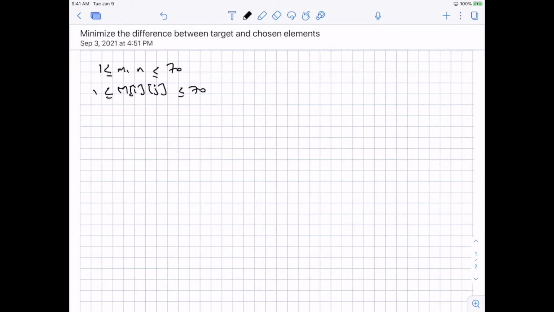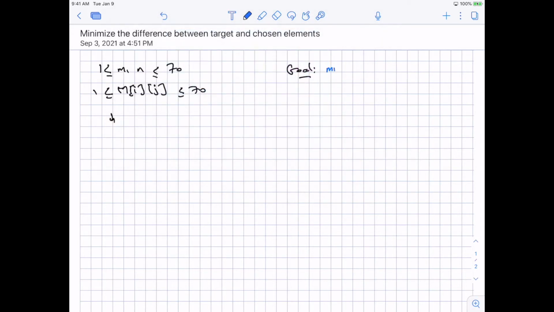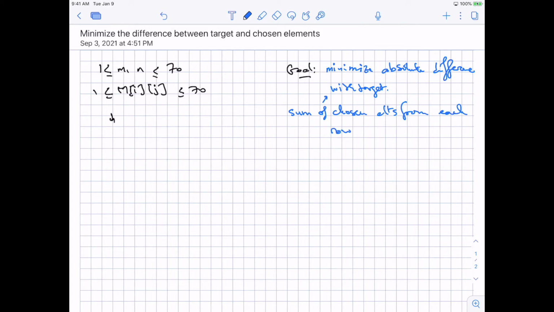So remember, the goal of the problem is to minimize the absolute difference with target, where the diff is with the sum of chosen elements from each row. So these are kind of the goals of the problem.